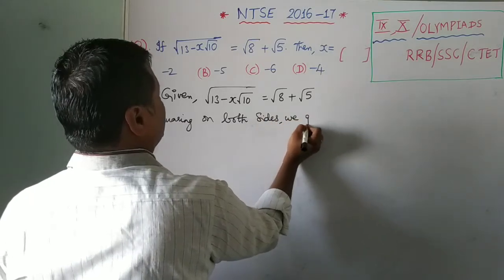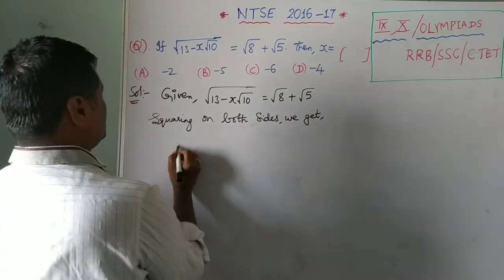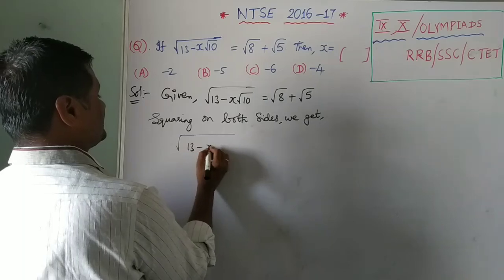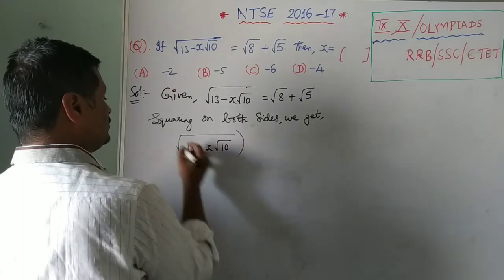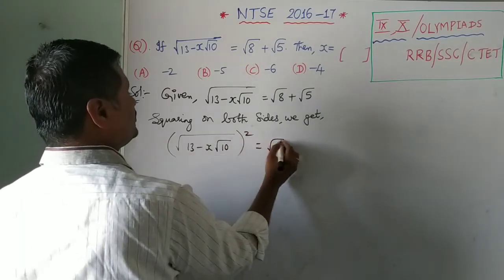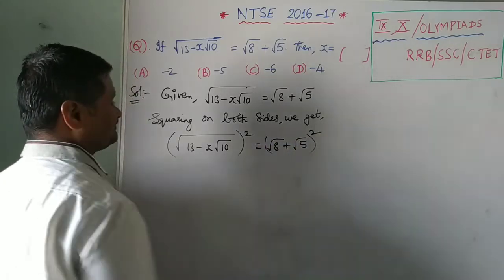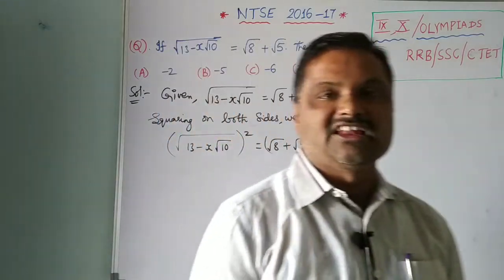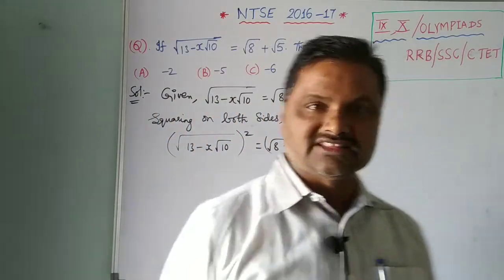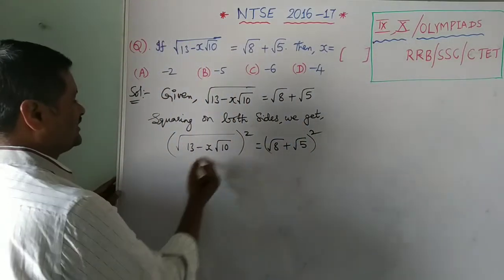we have root of 13 minus x root 10 the whole square is equal to root 8 plus root 5 the whole square. So to get the value of x under the root, we have to square on both sides. That is the basic point. So square and root get cancelled here.